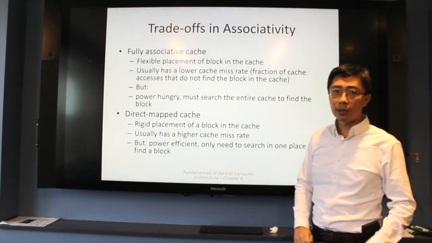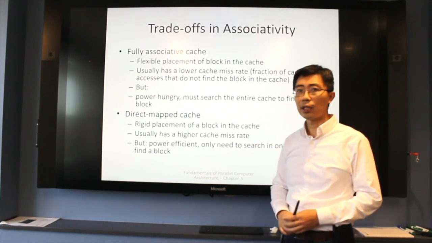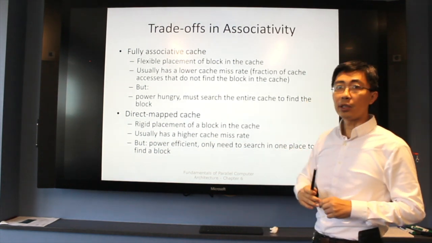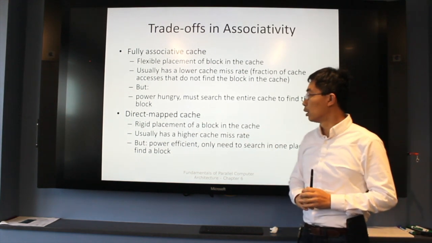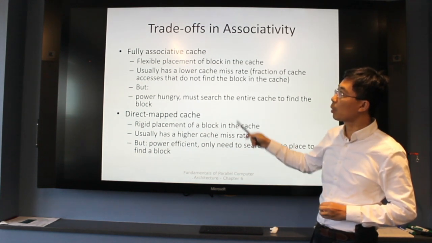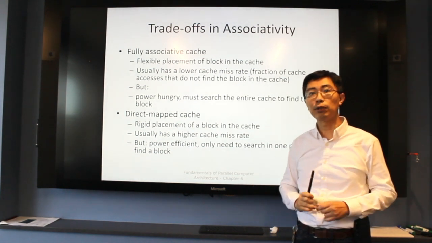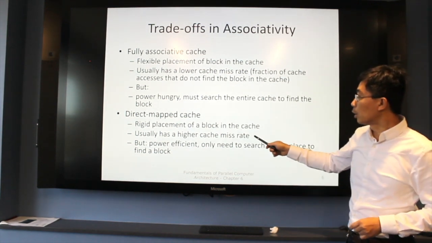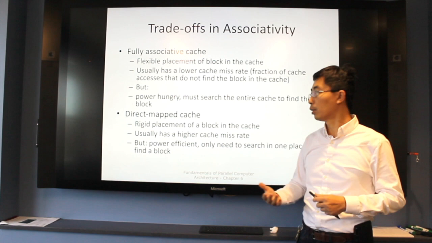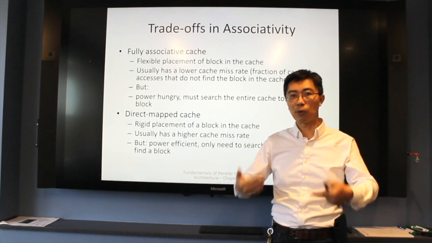The opposite of that is direct map. As I mentioned, it has a very rigid placement of a block in a cache, so a block can only go to one specific cache line. Typically this will result in a higher cache miss rate. In fact, the difference between the direct map cache and the fully associative cache is oftentimes called conflict misses. So it has a higher miss rate, but it is very power efficient, because you will not be accessing all the ways in order to compare the addresses.